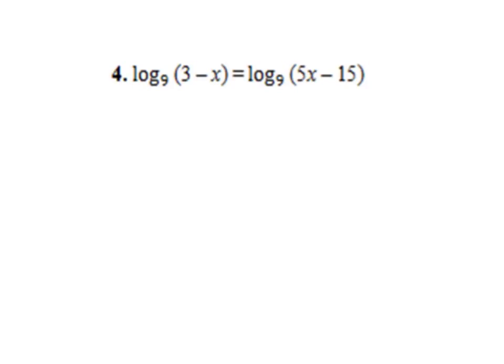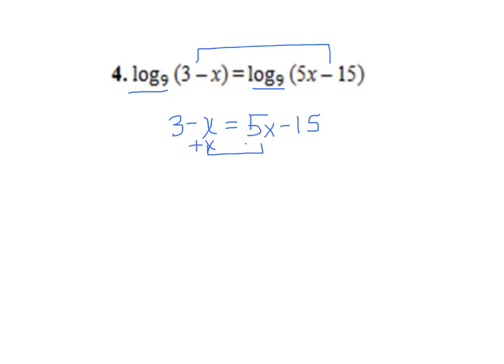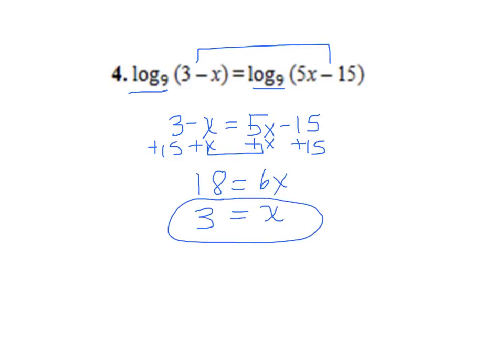Here, once again, number 4, is another one that's like that. Notice it's log to the base 9, log to the base 9. Since those are exactly the same, then 3 minus x is going to equal 5x minus 15. Most people don't bring this over, but I like to keep it positive. So I'm going to bring this one over. I'm going to add x, and then add 15 and add 15. So I'm going to have 18 equals 6x, so x is going to equal 3. And that's how that works.